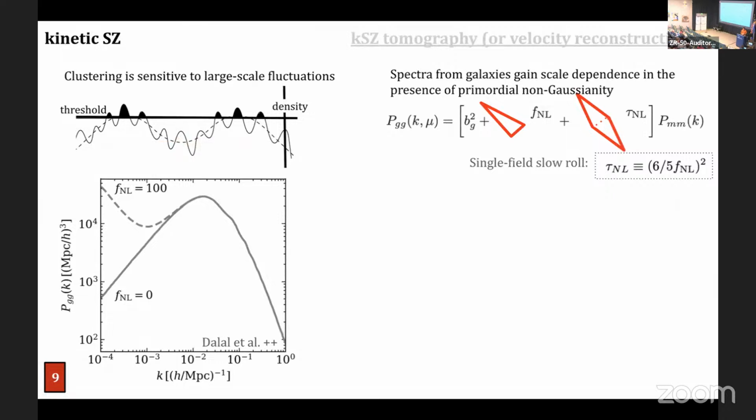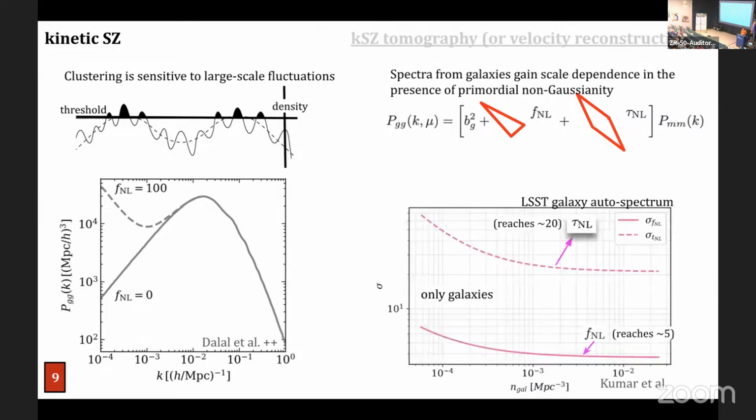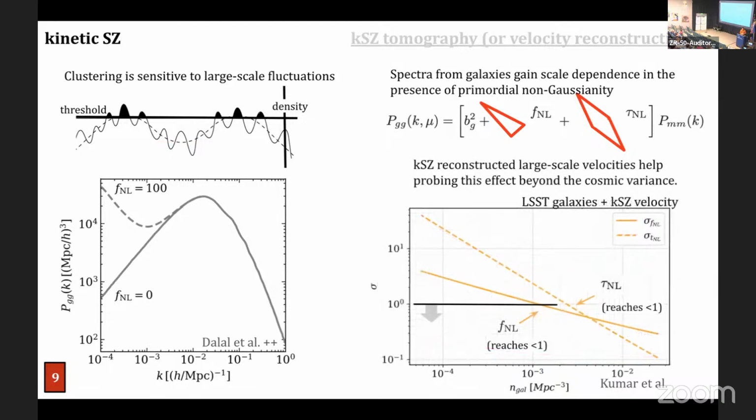And we have shown in various works in recent years that the kSZ reconstruction in cross-correlation with the galaxies will improve the prospects of measuring these non-Gaussianities in principle very significantly. So here you see, for instance, a forecast for LSST using the LSST auto-power spectrum. And you can see that the fNL and tau NL constraints actually end up becoming cosmic variance limited with increasing the number of galaxies, for instance. But if you add kSZ reconstructed velocities into the picture, then you can actually push beyond the threshold of unity, which is, of course, a meaningful threshold in the context of these parameters.